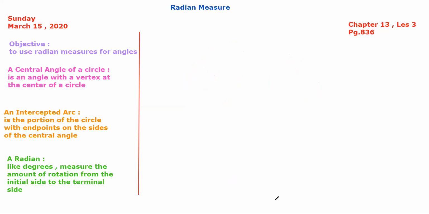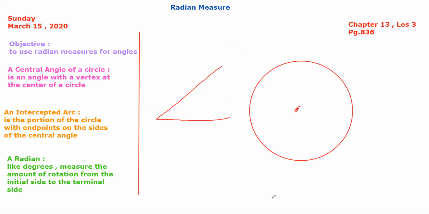Now, here we have a circle. Each circle has a center. And also we know that if I want to draw any angle, I need an initial side, I need a terminal side, and a vertex. So these two sides intersect in one point, which we call the vertex. Because of that, we name these two sides with the vertex an angle.